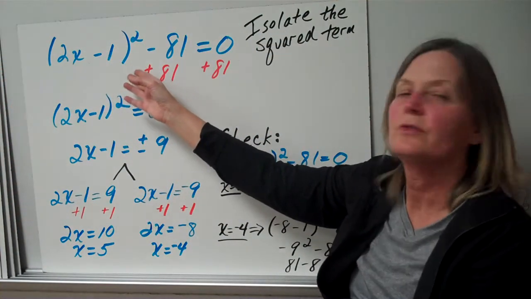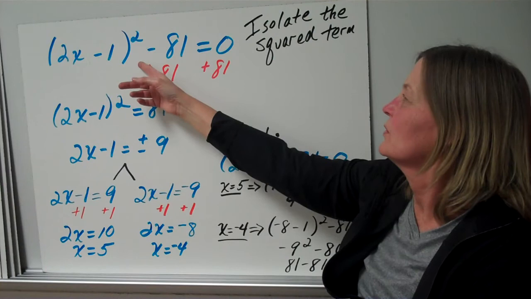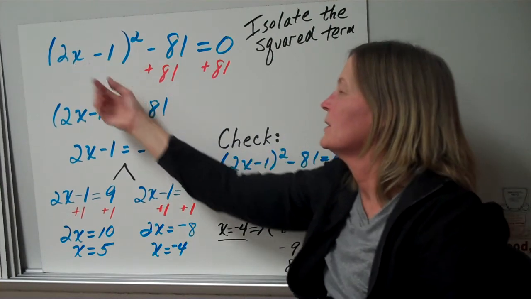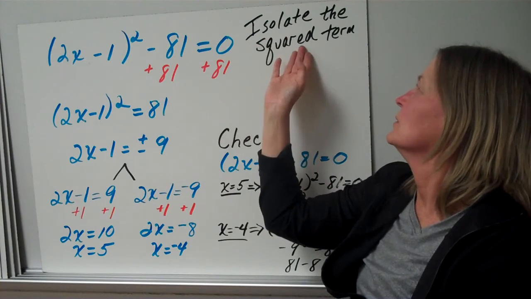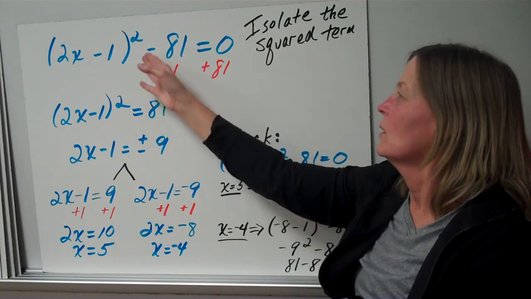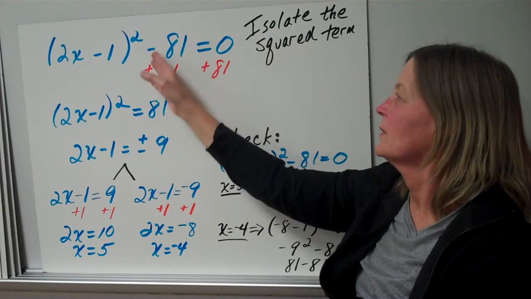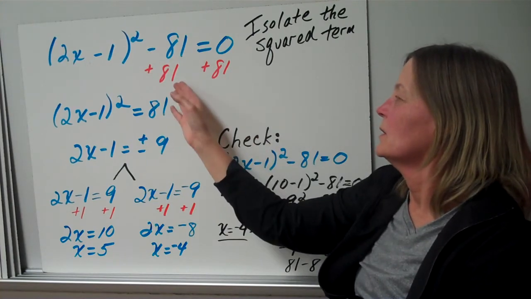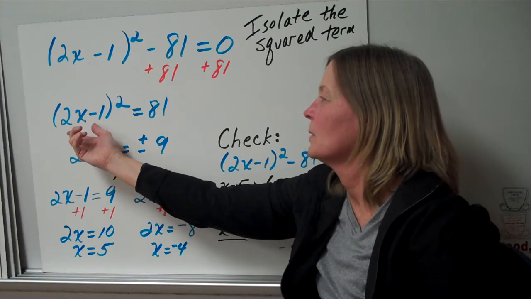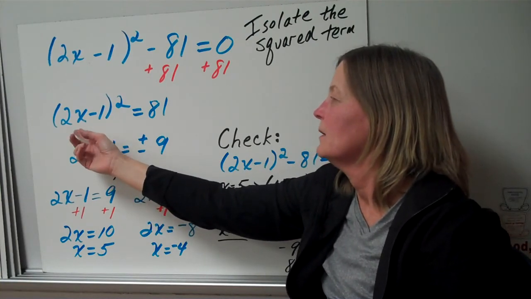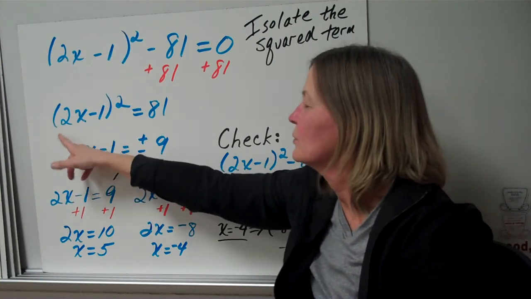This example is similar to the last one, but I've added a step because we have a squared quantity, but we also have minus 81. So what you once again want to do is isolate the squared term. So we are going to eliminate the 81 first by adding 81 to both sides. This isolates the squared term. This is the squared term I'm speaking about. It is at this point that you're going to take the square root of both sides.